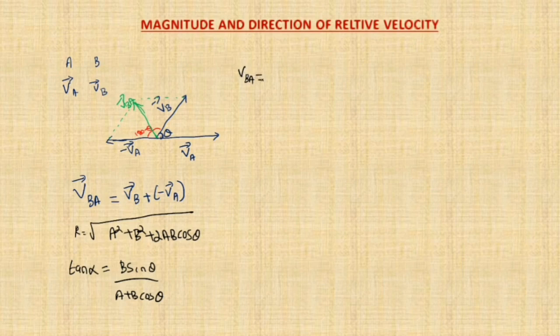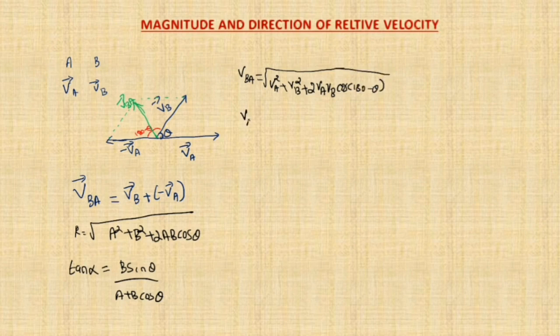So VBA is equal to square root of, now what is the first one here? That is VA, here it becomes minus VA, you take only the magnitude, so we can write here what? VA square plus VB square plus 2VA VB cos theta. Here what is the theta? Theta in between VB and minus VA, that is equal to 180 minus theta. So we can write here what? Cos of 180 minus theta.